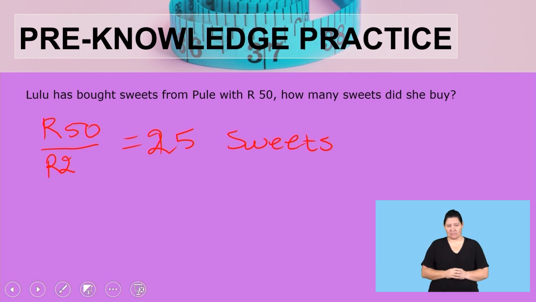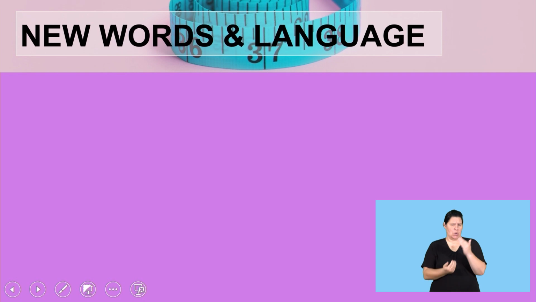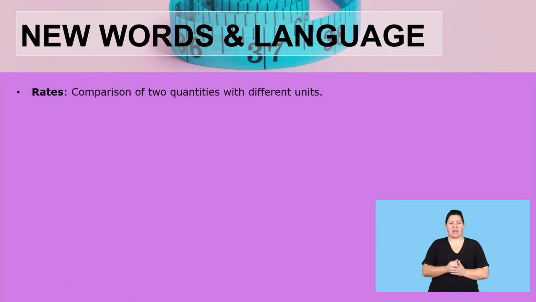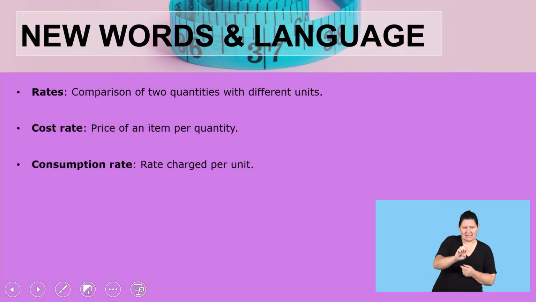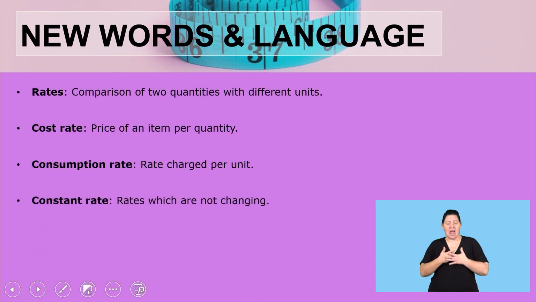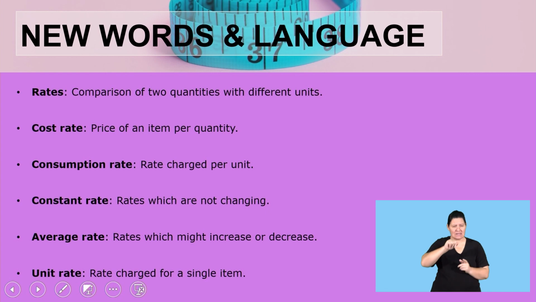So now I want us to go to the new words that we need to know as we will be working in this session. The first word is rates. You should be able to define the cost rates, the consumption rate, and the constant rate. But all this you will be able to define, because I am going to infuse this in the lessons as I'm presenting. The average rate and the unit rate as well need to be covered.